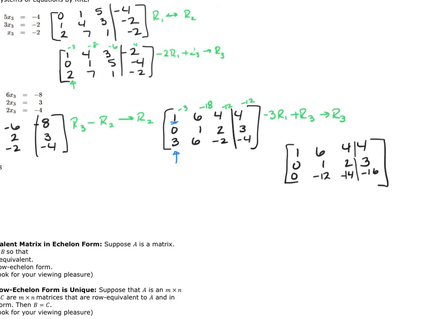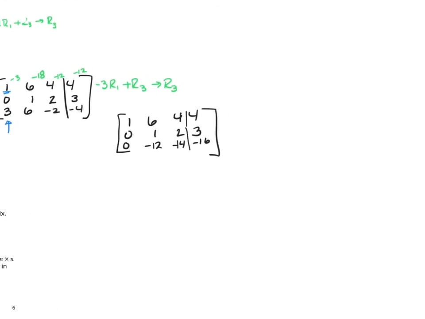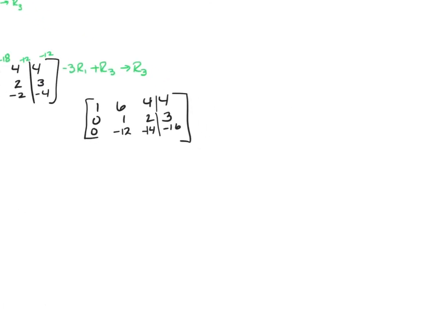Now what I'm going to do with this last row, because I like to work with smaller numbers, is I'm going to go ahead and take row 3, and I'm going to multiply it by a 1/2. Put the answer back into row 3. Not a necessary step. I just like working with smaller numbers. 1, 6, 4, 4, 0, 1, 2, 3. This becomes 0, negative 6, negative 7, and negative 8.